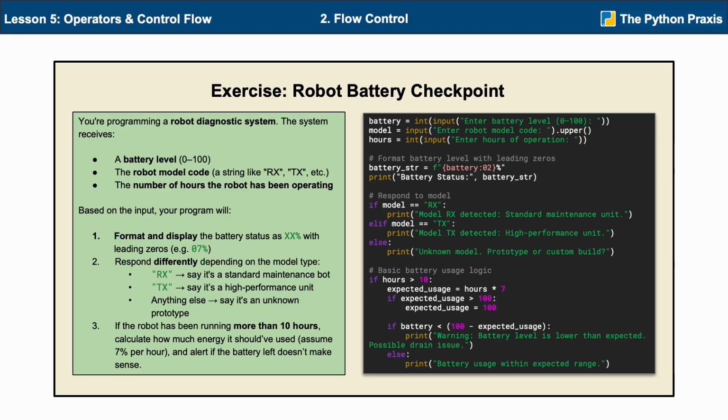Great work. This exercise ties together operators, if statements, and real-world decision-making. It is a fantastic capstone for this lesson. And that wraps up Lesson 5, Operators and Control Flow. In this lesson, you learned how to use operators to calculate and compare, and how to guide your programs with if, else, and elif. You even built a robot diagnostics system. Not bad at all. Remember, operators give your program power, and control flow gives it intelligence.